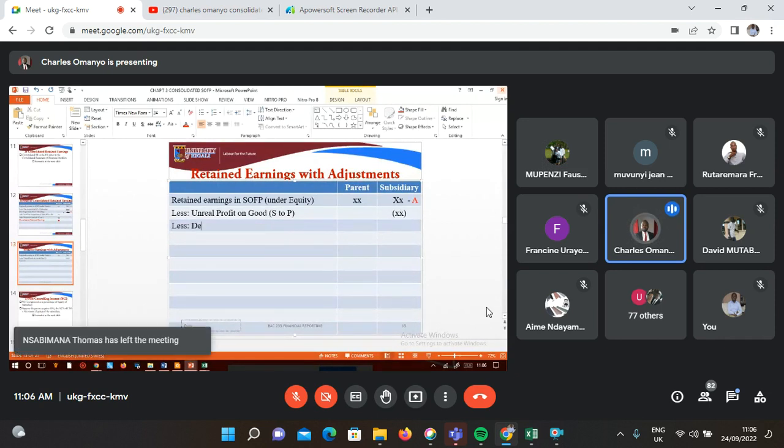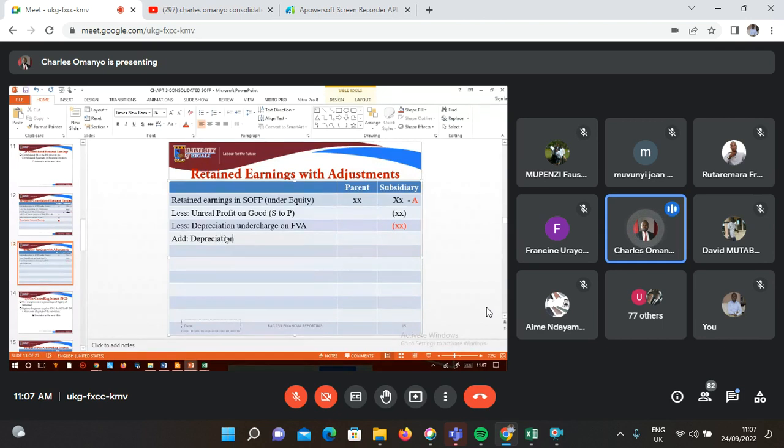Less depreciation undercharge on fair value adjustment. So if there is any depreciation undercharge, it reduces profits. Now, there can also be depreciation, and these are where most marks in consolidation are earned.